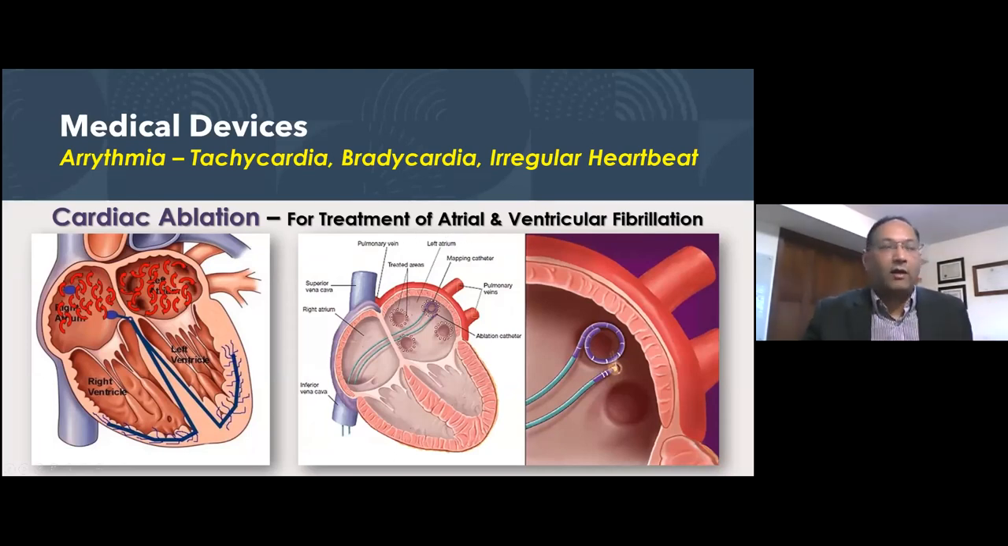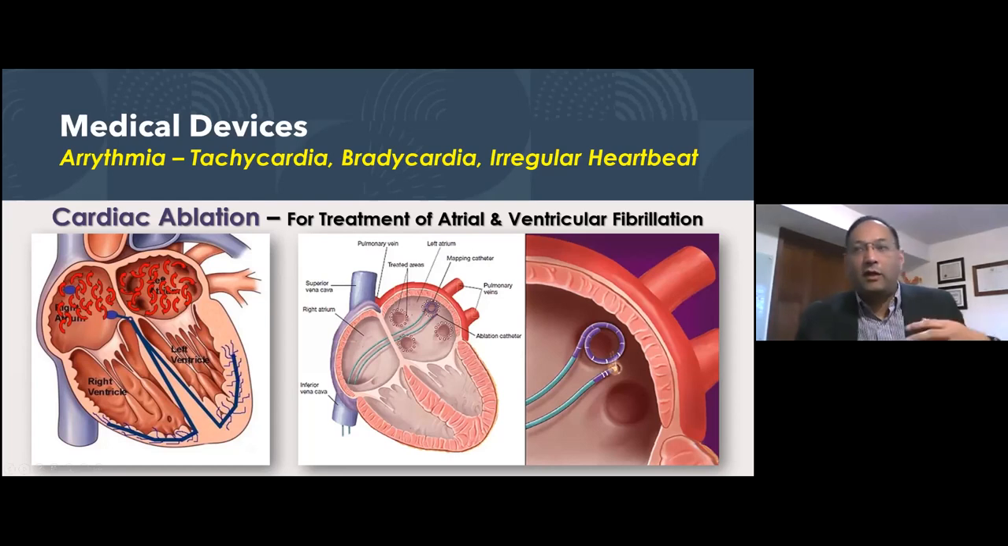Fibrillation is, again, irregular hearts. So when the signals are not propagating down properly and they are churning in these chambers, the treatment is, you take catheters and you burn certain tissues. And typical tissues that are problematic are the tissues around the pulmonary veins. Pulmonary veins are these veins that are getting the blood from the lungs. Typical treatment is actually going and ablating or burning tissues around these veins.